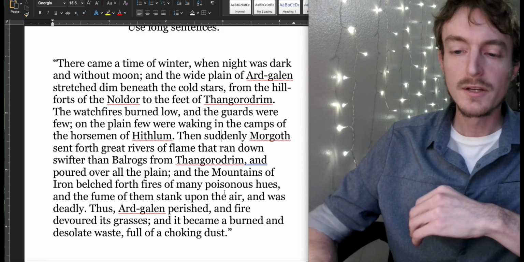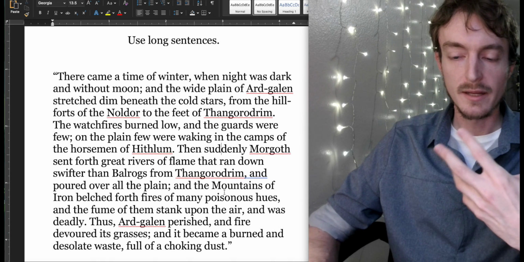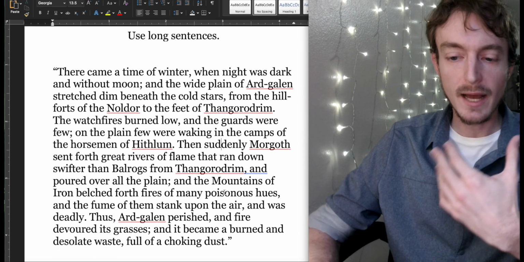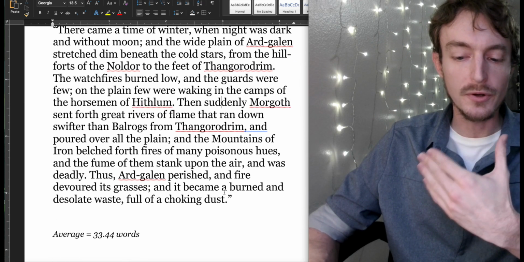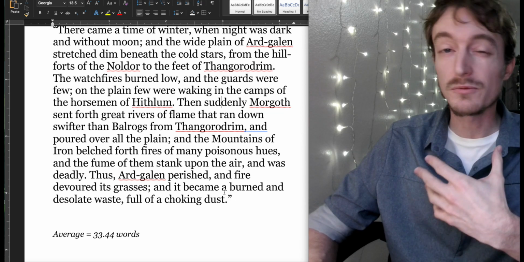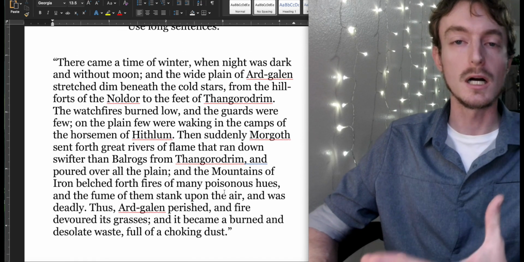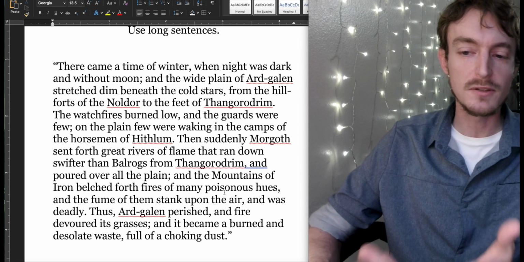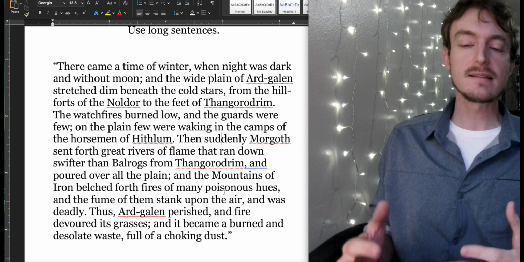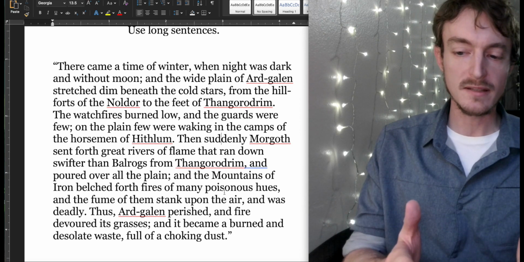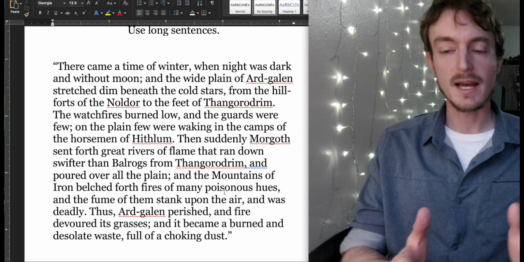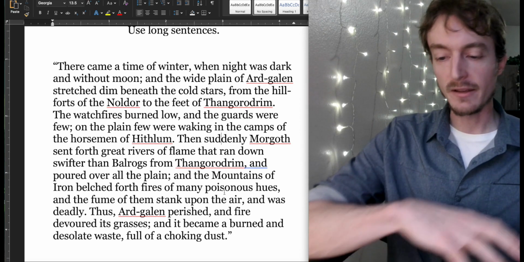Thus Ardgallan perished, and fire devoured its grasses, and it became a burned and desolate waste full of a choking dust. So this particular passage that I'm looking at, when I calculated it, the average was 33.44 words. Those are really long sentences. And you can see the example here. He tends toward a very long style. So that's the first tip, is use long sentences. But the sentences don't meander. They're very specific, and they have specific verbs, they have specific points, and they flow really well.